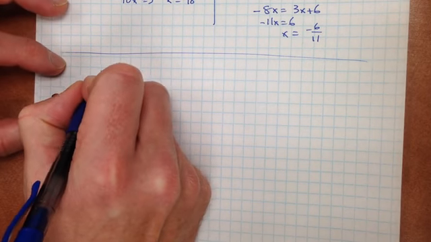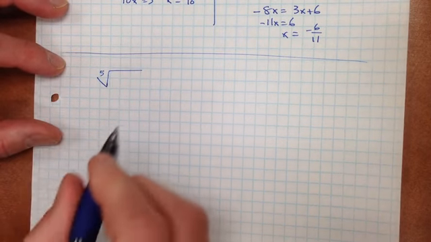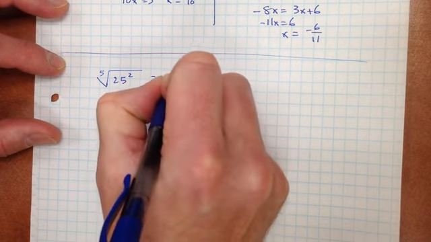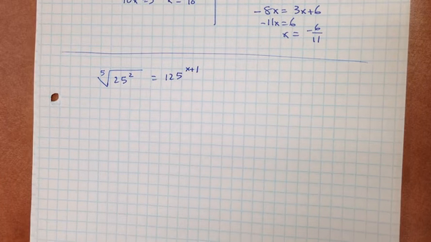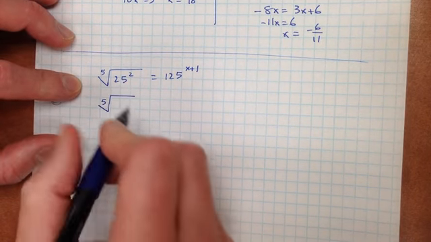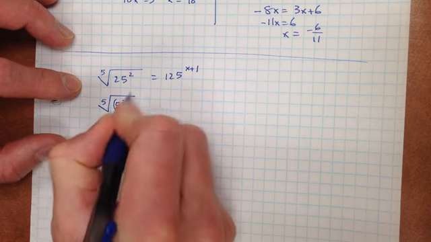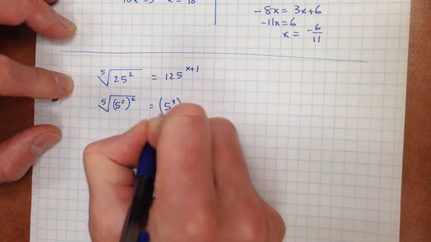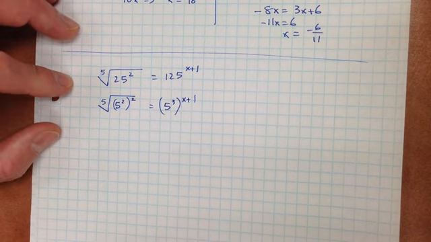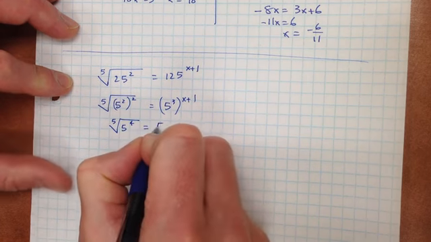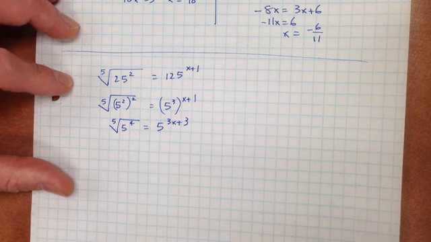How about 5? The 5th root of 25 squared equals 125 to the x plus 1. All right, match those bases up. Okay, so the 5th root of 25, well, that is 5 squared. Bring along that exponent of 2. 125 is 5 cubed, to the x plus 1. So the fifth root of 5 to the fourth equals 5 to the 3x plus 3.